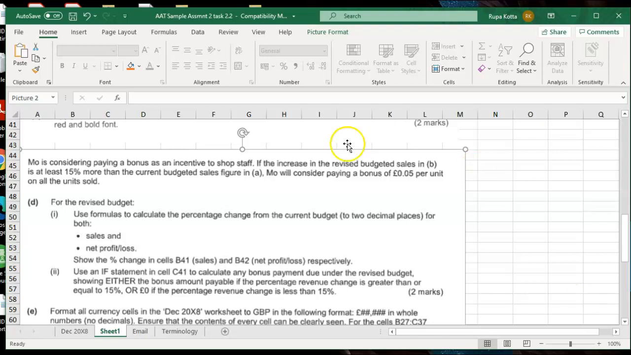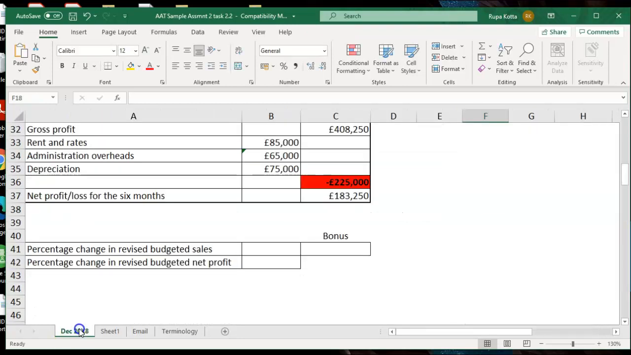If the increase in the revised budgeted sales is at least 15% more than the current budgeted sales figure in A. So you need to compare the budgeted sales figure in B with the budgeted sales figure in A, and if it is more than 15%, then you will pay. So for revised budget, using formulas, calculate the percentage change from the current budget to 2 decimal places for both sales and profit. So you want to see if this is percentage increase of 15% in both sales and profit or loss. So again we are calculating percentage change between two numbers.